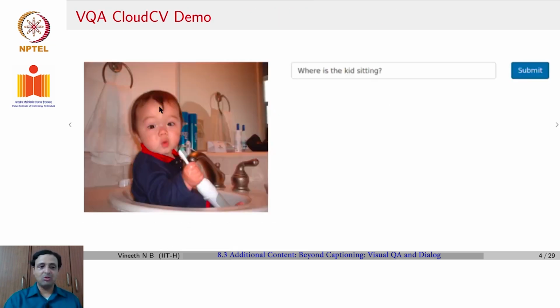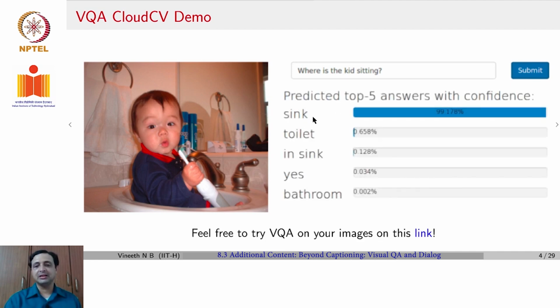Here is a demo of how this VQA task works. Given an image and the question, where is the kid sitting? If you had a good trained model for this particular task, the kind of answer you would get is the sink gets 99% confidence, which is actually true if you look at the image. This is actually a demo from a website known as CloudCV, developed by Dhruv Batra and Devi Parekh at Georgia Tech. You are welcome to go to this link and try out visual question answering on your own images.